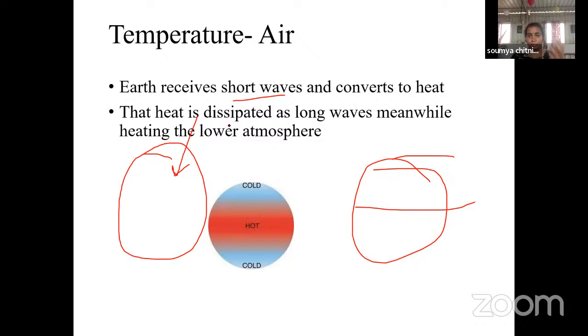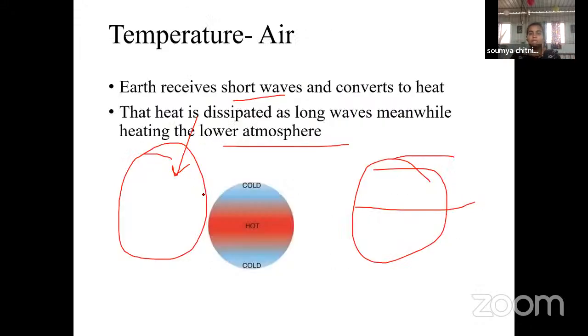The heat absorbed by the earth's surface will leave as long waves while heating the lower atmosphere. So the long waves escaping to the atmosphere will heat the lower atmosphere as well. Lower atmosphere means we can imagine the troposphere. The long waves will be containing heat, right? While leaving the earth's surface, they will heat the lower part of the troposphere as well.